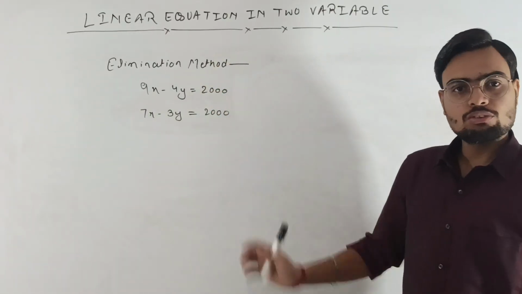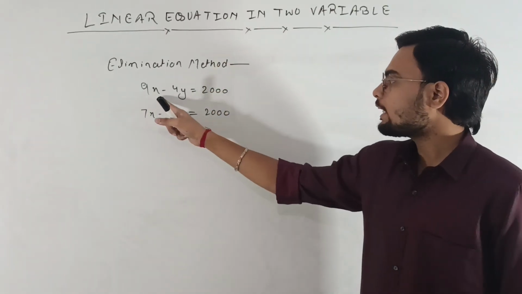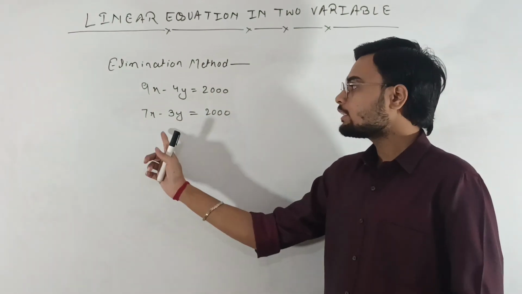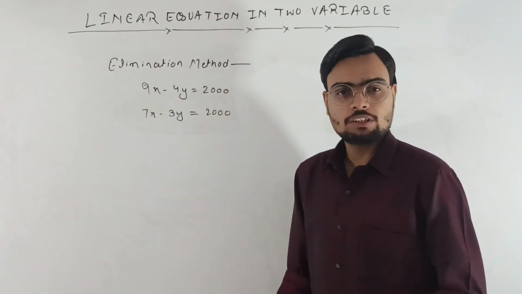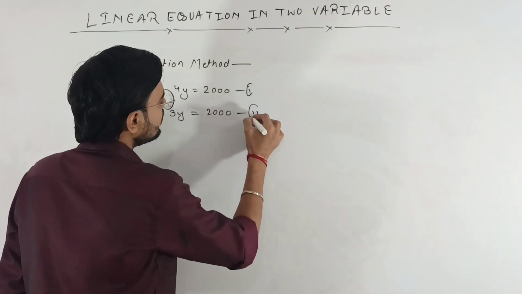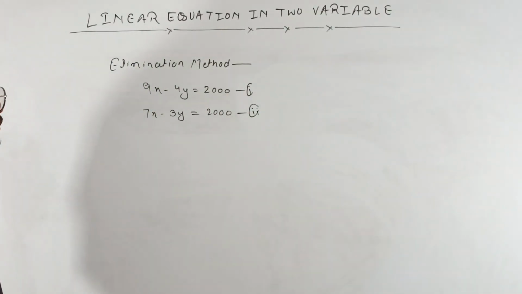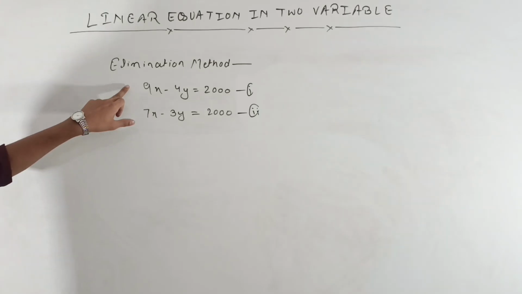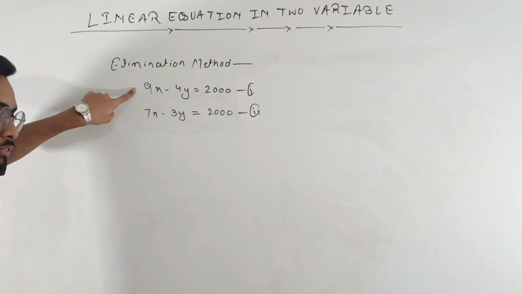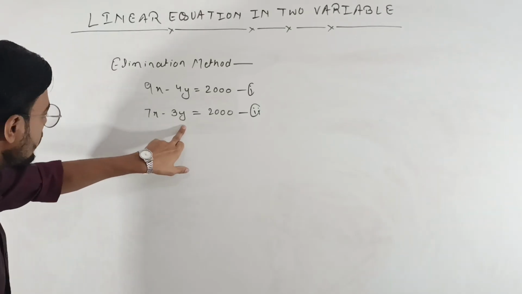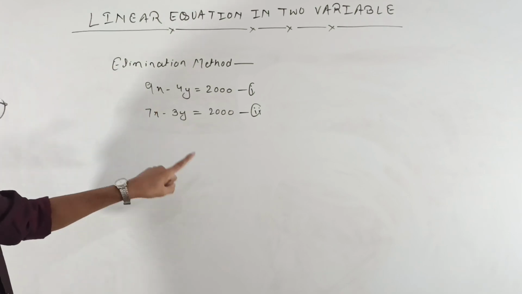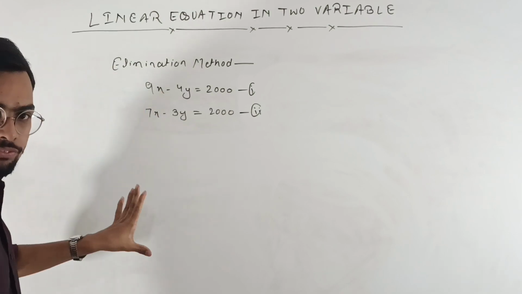Again, we understand this elimination method by using an example. Suppose we have a pair of equations 9x minus 4y is equal to 2000 and 7x minus 3y is equal to 2000. Now we have to solve this for x and y using elimination method. So for this, first we assume this is my equation first and this is my equation second. Now after assuming this, what to do? You multiply equation 1 by the coefficient of either x or y, and then you multiply equation 2 by the same coefficient of the variable that you used to multiply equation first.